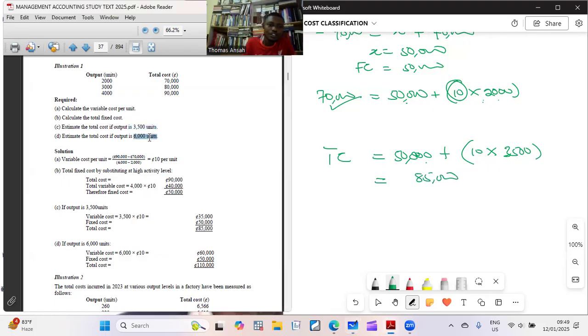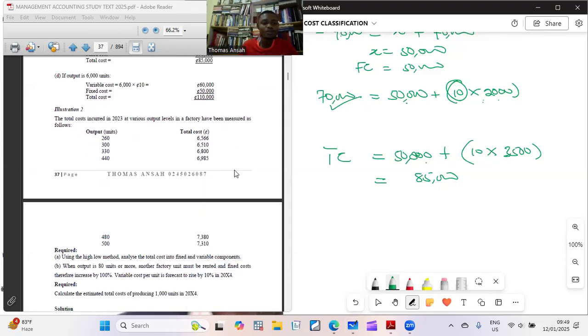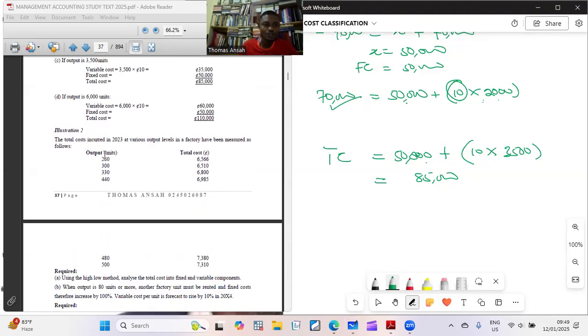Do the same thing for this one. Fixed cost is fixed. 10 by 6,000. You are having around 110,000. All right. So basically, that is that. Is it difficult? High-low method is cheap, right? Very, very easy. All right. Then we come to another example, which I expect you to be able to do. All right. So these are everything.